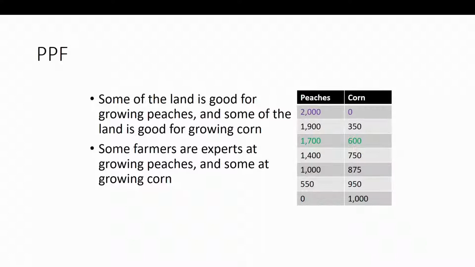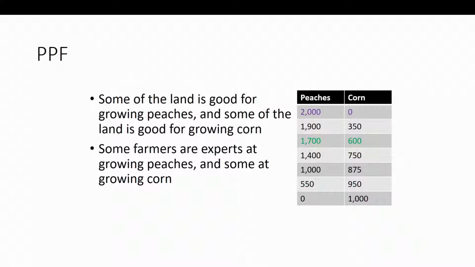So some farmers may be experts at growing peaches and some could be experts at growing corn. But the point here is at some point you're putting people or land, which is better at growing corn, in charge of growing peaches instead of corn. So they're not going to be able to produce as much as they would have for corn. And it's the same vice versa. If you take all the people who usually grow peaches and make them grow corn, you're not going to get as much corn out of them as you would the first people who started growing corn.